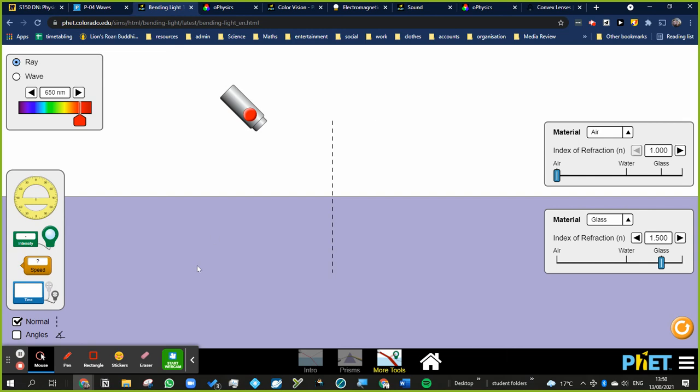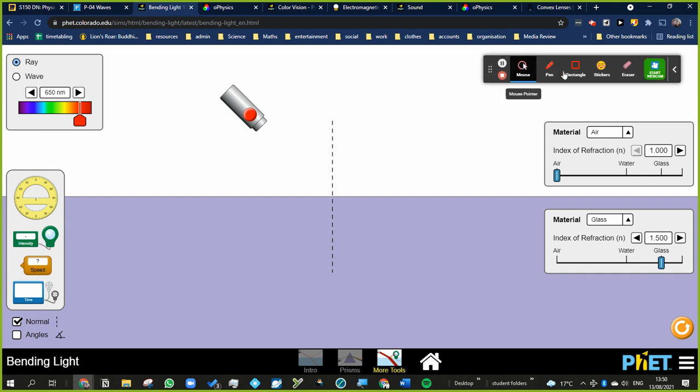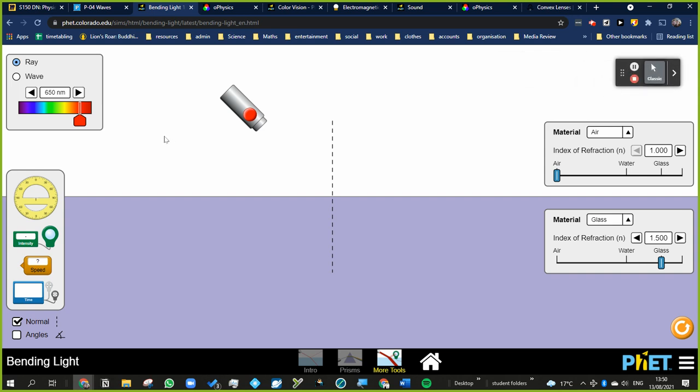So now we're going to be looking at refraction and reflection together. I'm just going to change my cursor so we don't get that pointless circle appearing. Okay, so we've got a laser here. If I press the button, we have a beam that comes out of it, and it reflects off the surface.